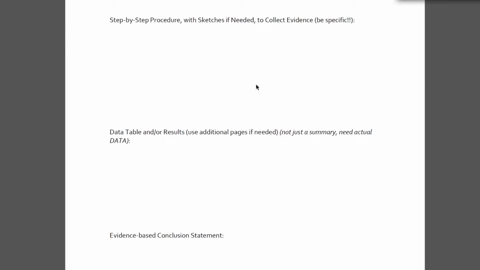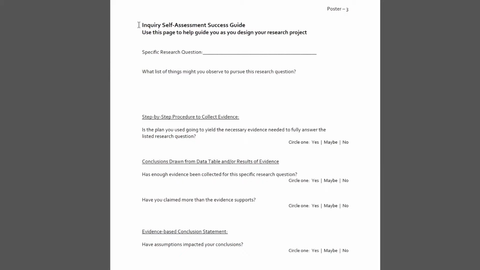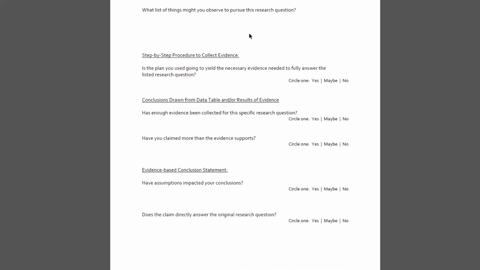Then they make their evidence-based conclusion. So that's the big thing that we look at. The rubric that we use is entitled the Inquiry Self-Assessment Success Guide. It is exactly the same rubric that we use to assess them as they get to assess themselves, to make sure that they have a really great project.